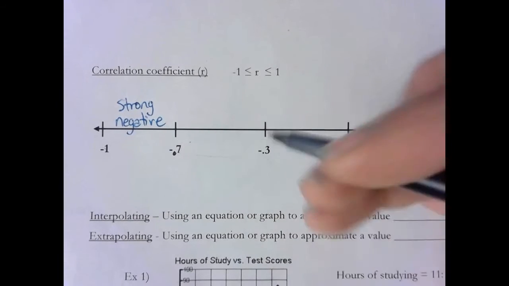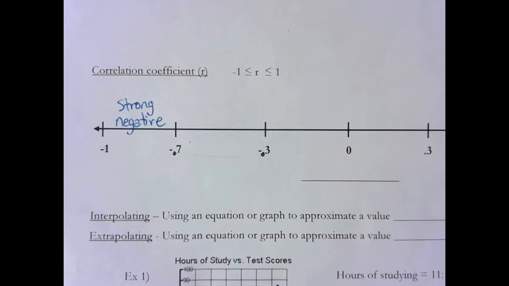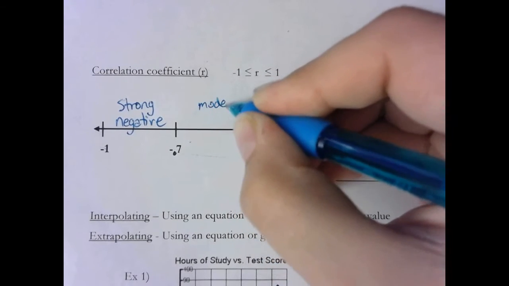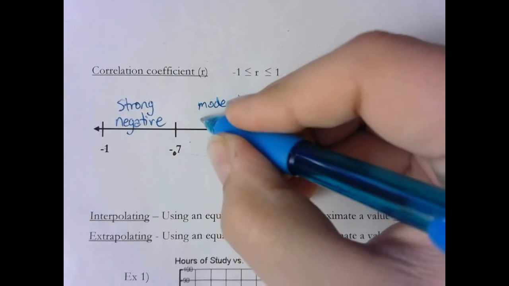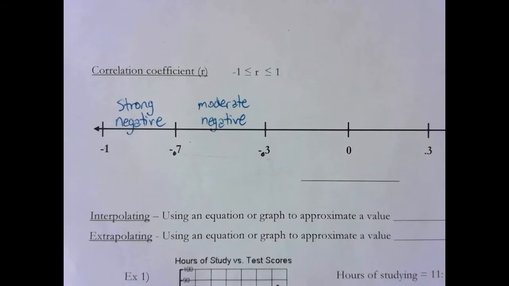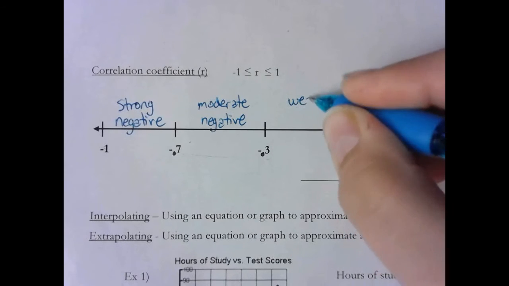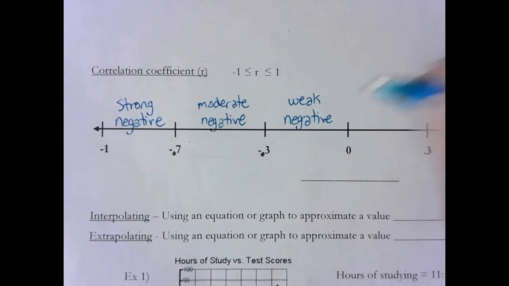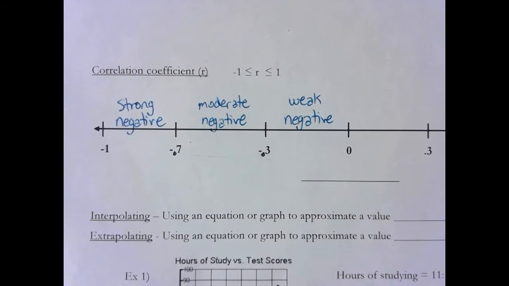From -0.7 to -0.3, we're going to say that's moderate, and it's still a negative correlation. From -0.3 on to 0, that's still negative, but it's weak. So weak negative correlation. And what's exactly 0, we're going to have a special case in just a moment that we'll get to. Let's look at the positive side.